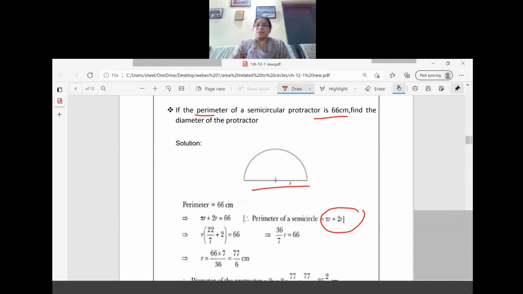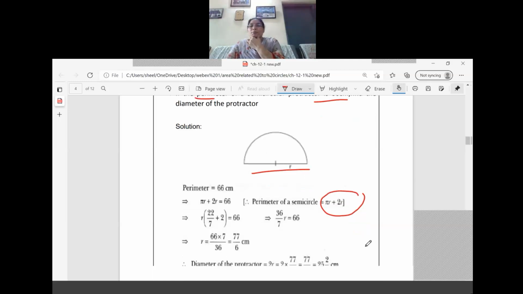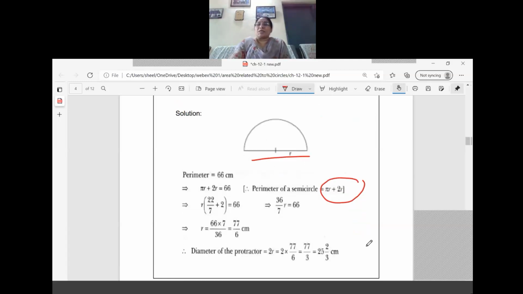So what is given in the question? Perimeter equal to 66. That means pi r plus 2r equal to 66. You just take r as a common factor in both terms and solve for r. What answer are we getting? 77 by 6 centimeter. So once we get r, as usual we can calculate the diameter. So diameter equal to 2r. The answer is 25 integer 2 by 3 centimeter.